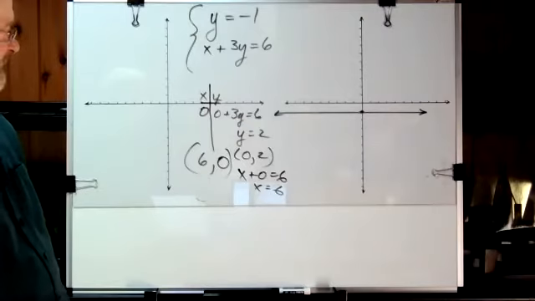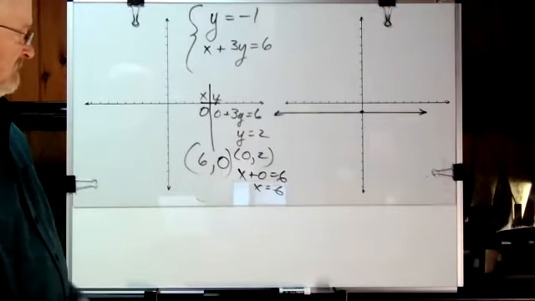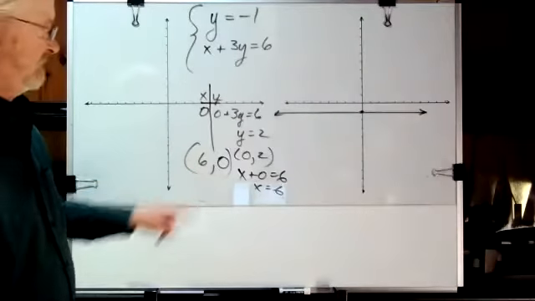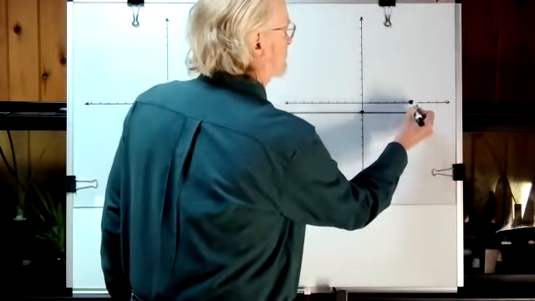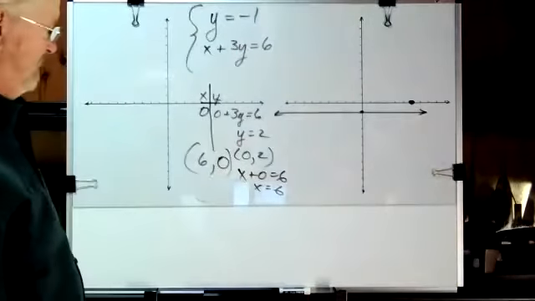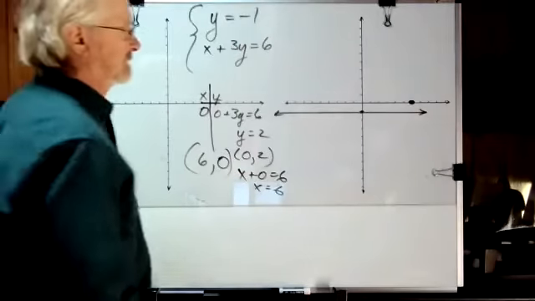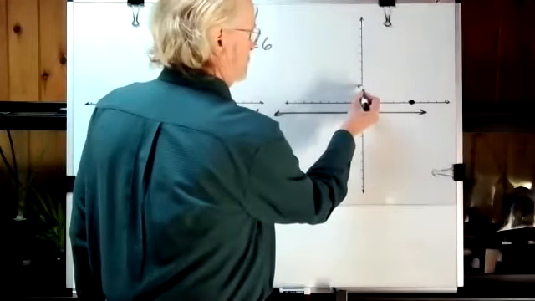Hope that makes sense, okay? So this is my second line. 6, 0, 1, 2, 3, 4, 5, 6 is my x-intercept. And 0, 2, y-intercept.